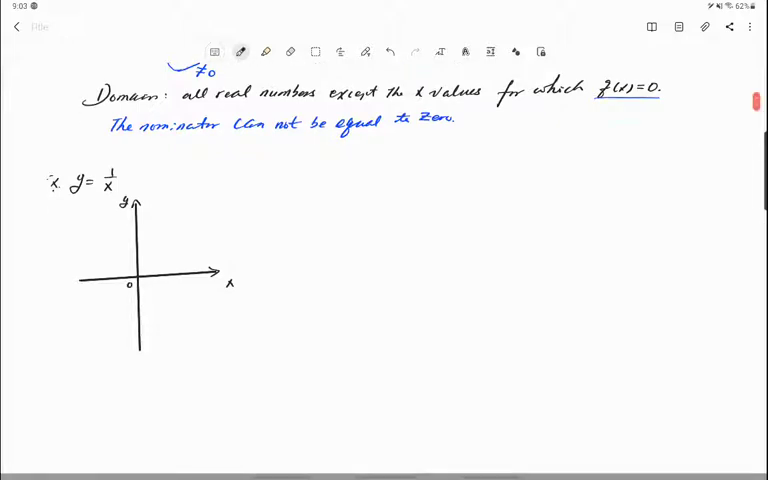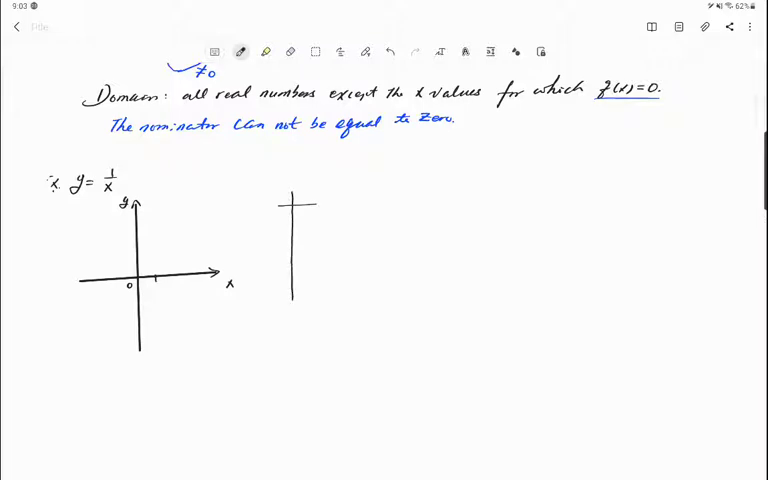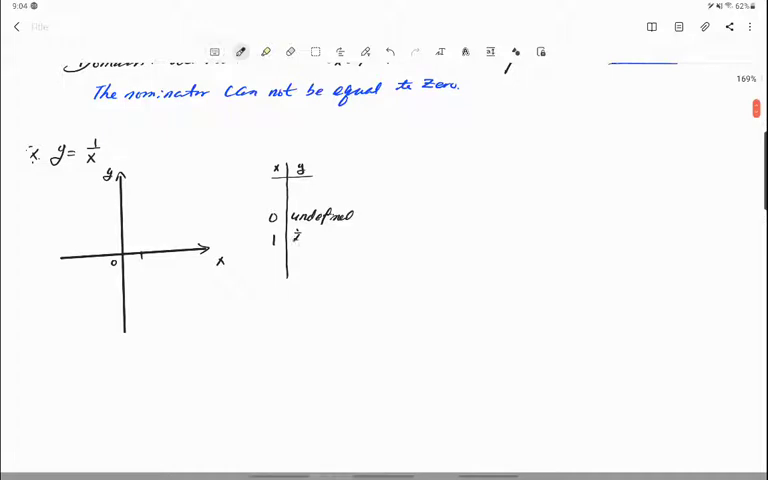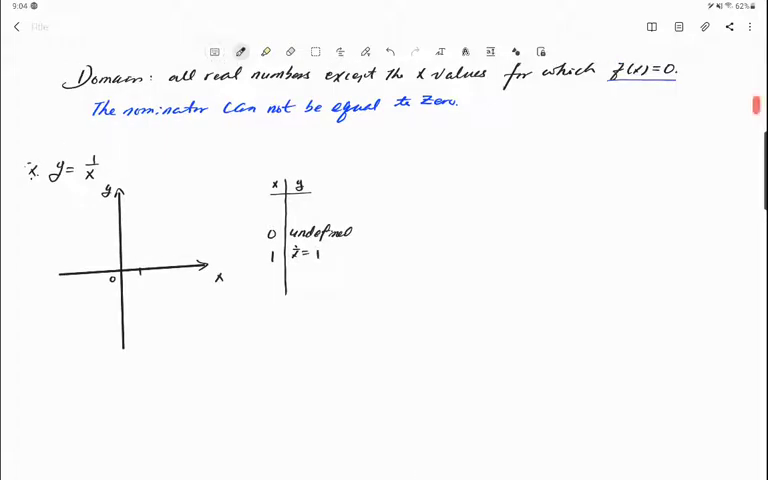How about x equals 1? Okay, let me draw a little data table. When x equals 0, it is undefined. If x equals 1, then 1 over x is equal to what? 1, right? So it is 1. And if x equals 2, let's look at what happens. Then 1 over 2 is just 1 over 2, right?